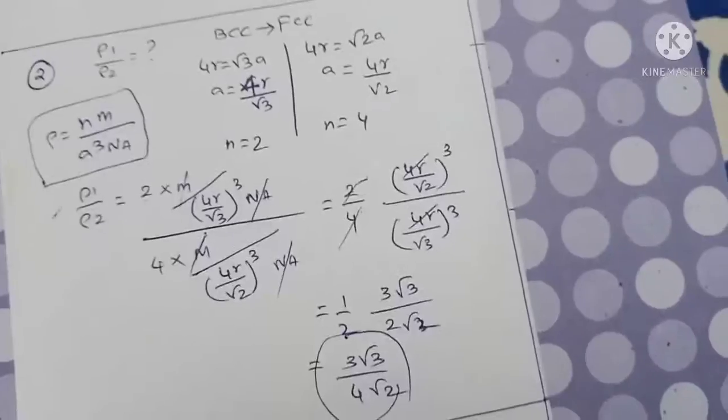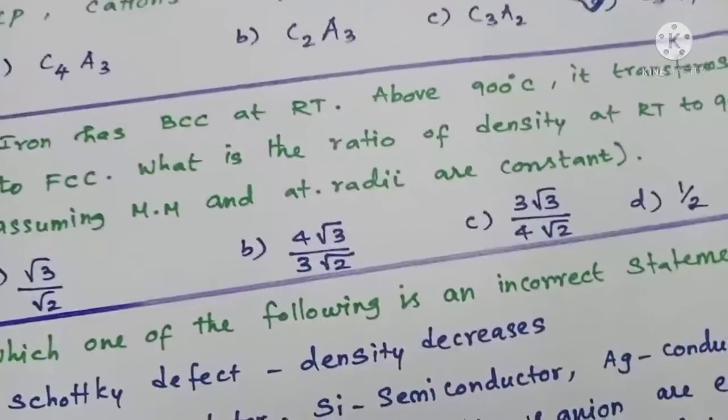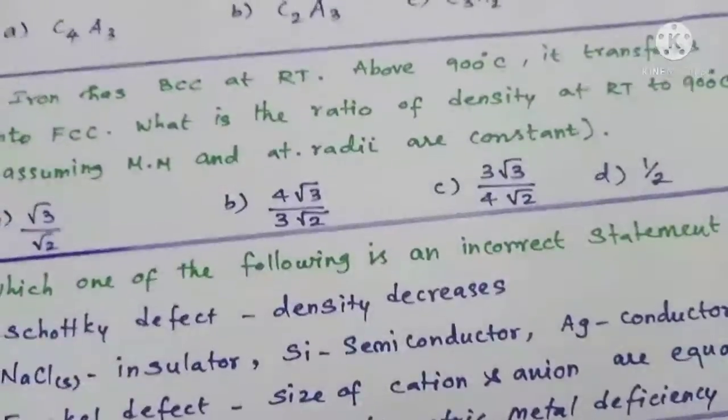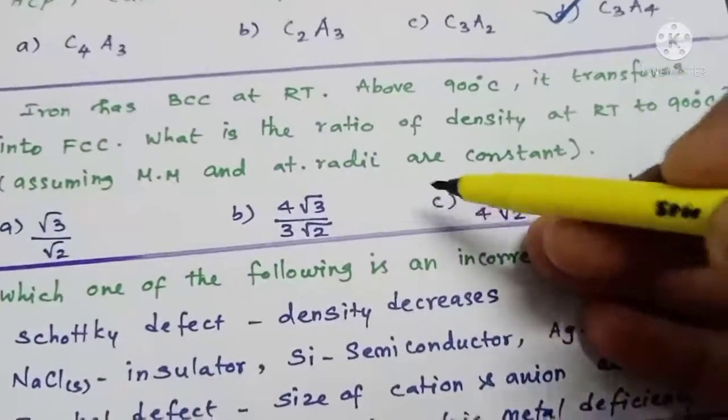Okay, so now let us look at the options. The answer is 3 root 3 divided by 4 root 2. It is nothing but option C.